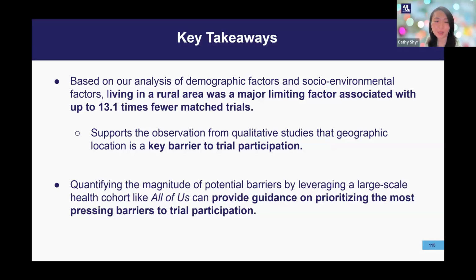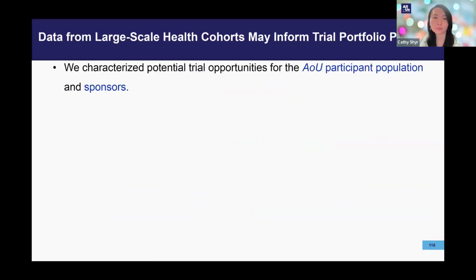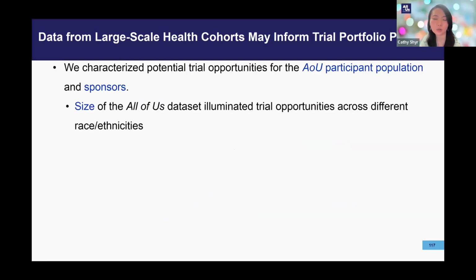diverse areas. Last but not least, quantifying the magnitude of potential barriers by leveraging a large-scale health cohort, like All of Us, can help provide guidance on prioritizing the most pressing barriers to trial participation. So to summarize, data from large-scale cohorts like AoU may inform trial portfolio planning. We looked at the specific potential trial opportunities for both the AoU participant population and sponsors.